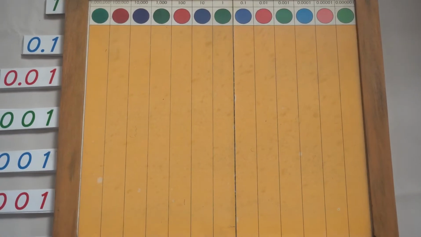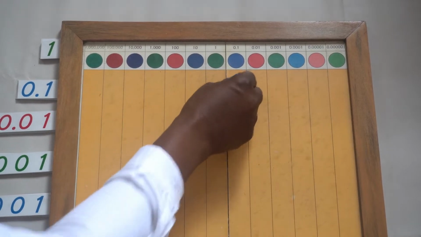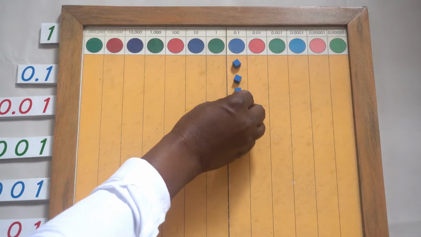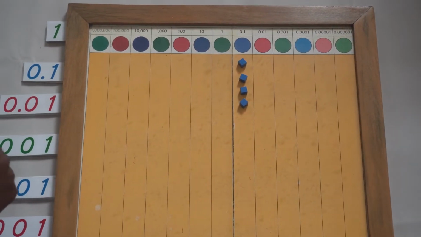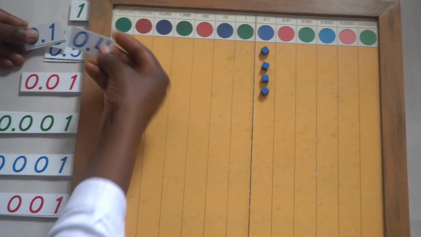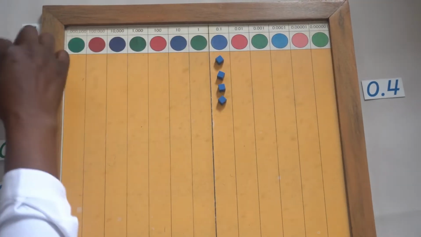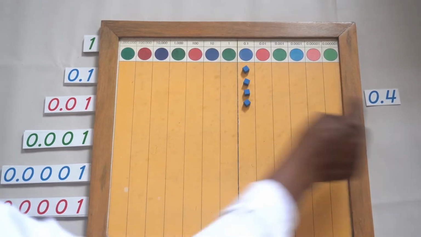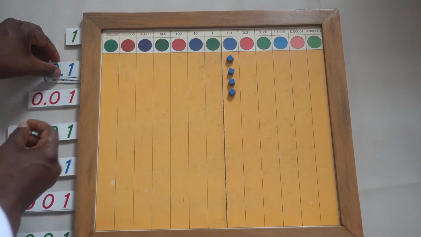So if I get these quantities here, for instance, this is 1 tenth, 2 tenths, 3 tenths, 4 tenths. So I go to the tenths category and look for 4 tenths. So this is 4 tenths. That's what I have on the board. I can form more tenths.